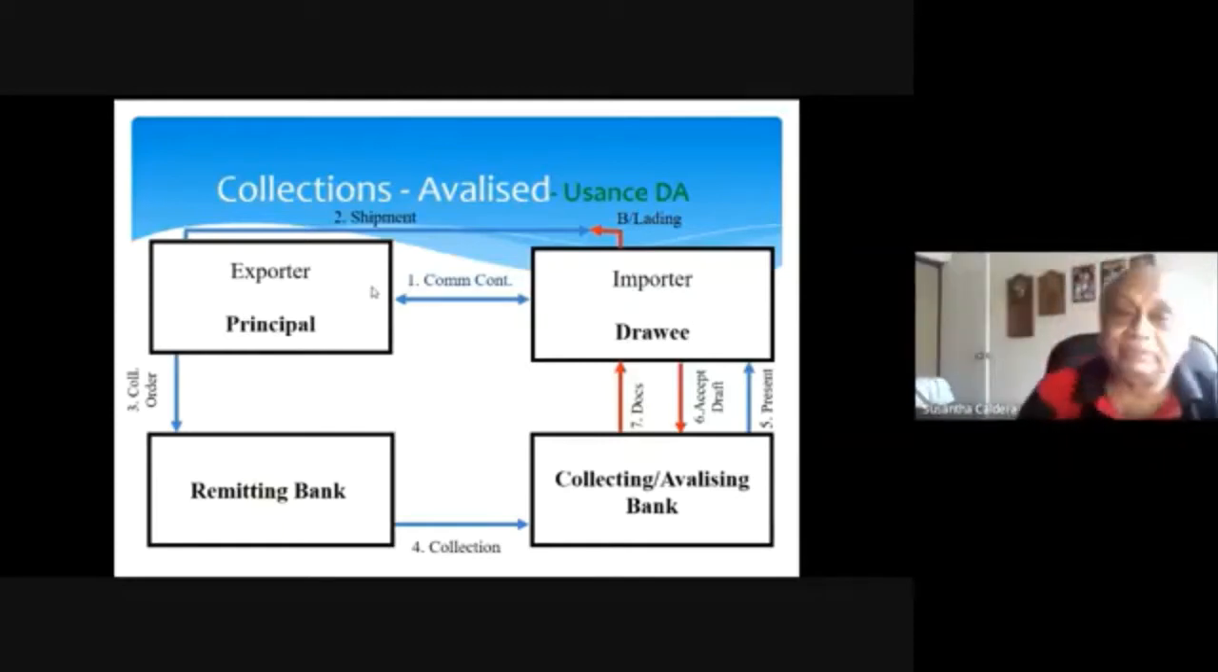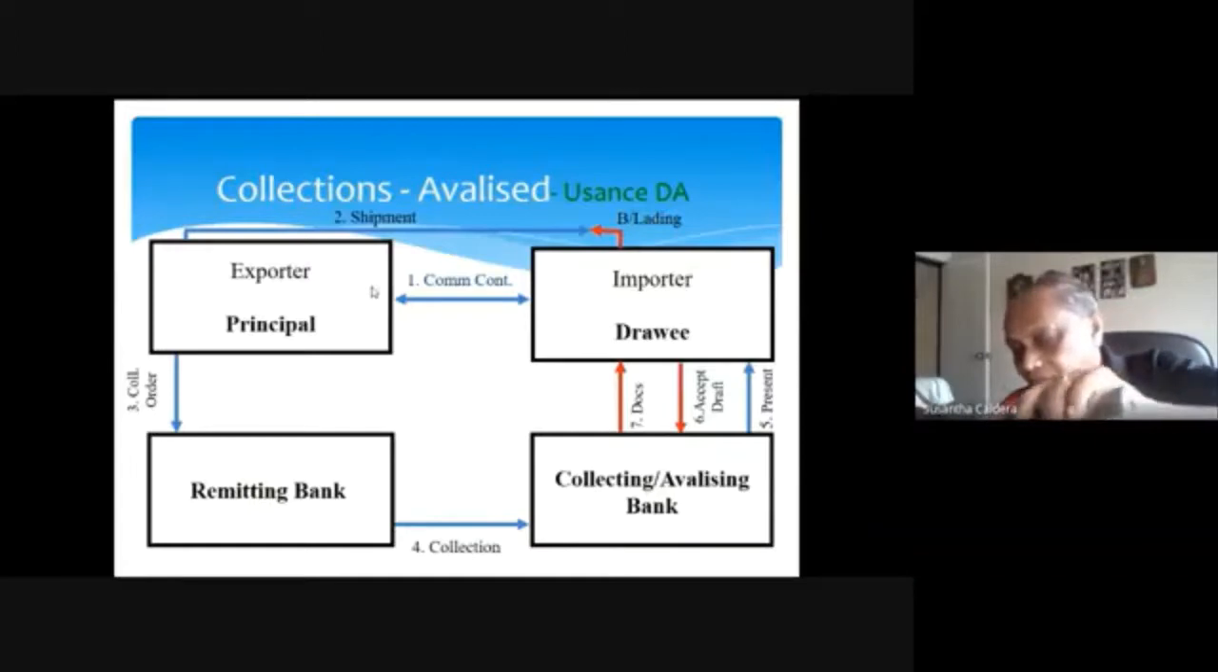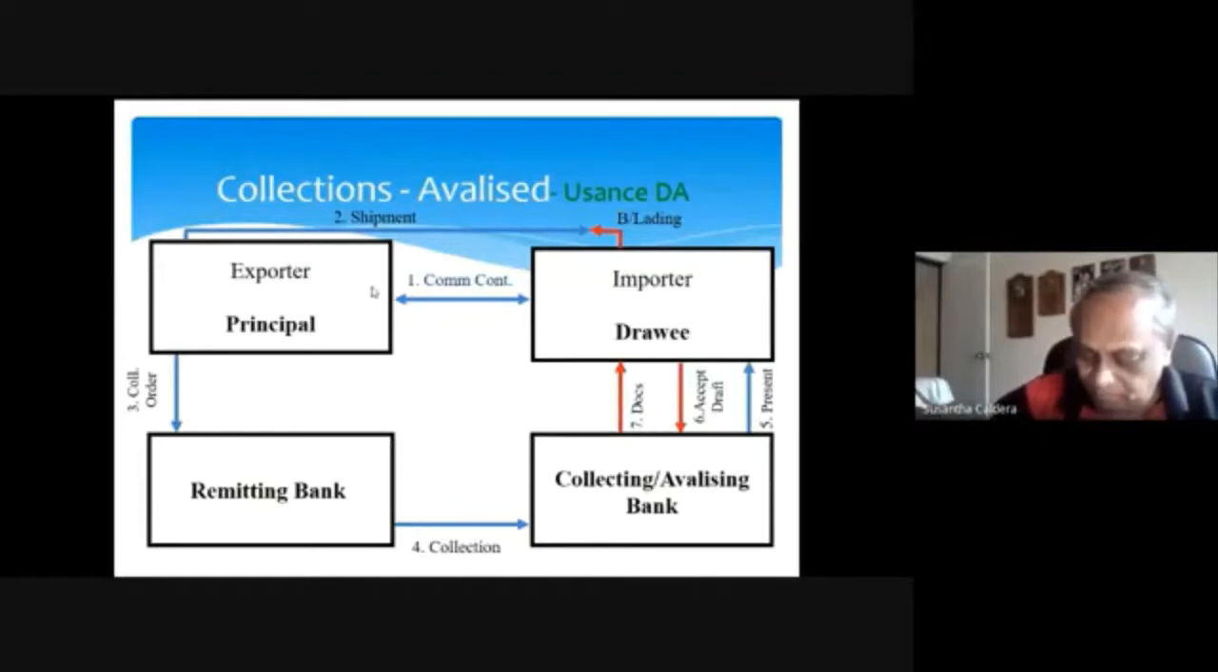Then collection avalization. Take a minute and look through everything up to number 7. Up to number 7, I am not going to discuss.